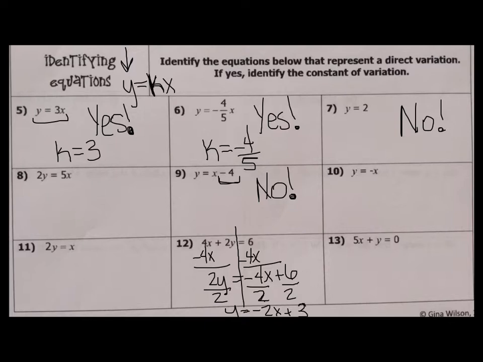If we look at this, we're trying to decide if this is direct variation. No, this is not direct variation. Unfortunately, we have that plus 3 at the end, which tells us it is not going to be direct variation.